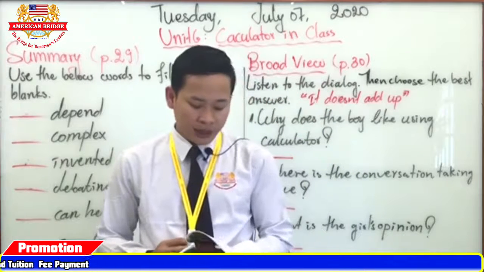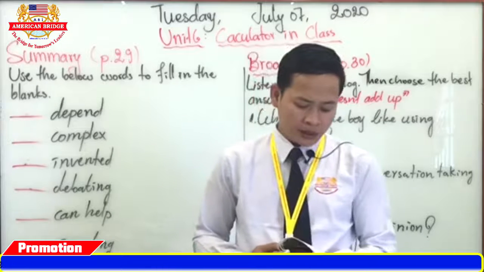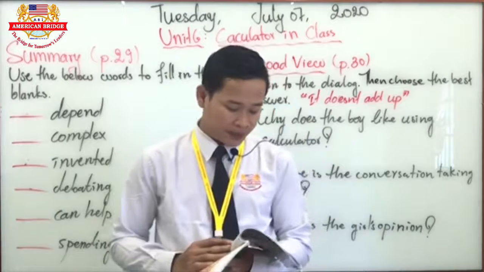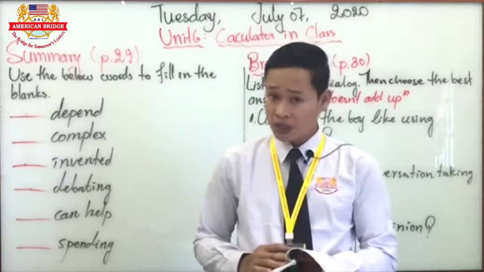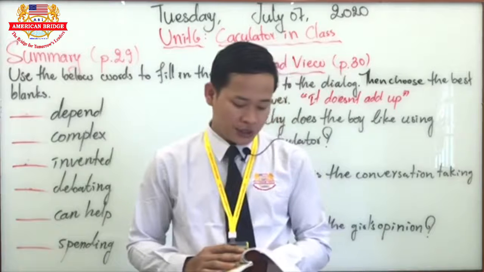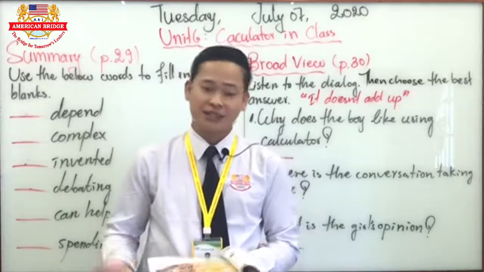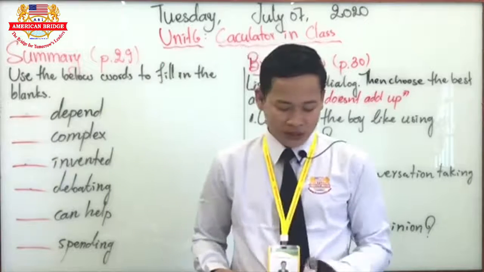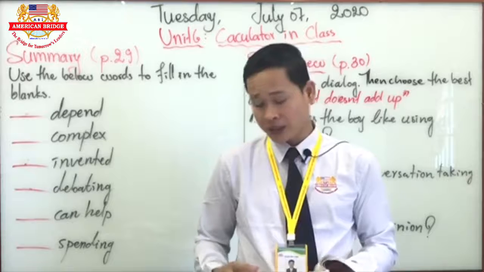What is the girl's opinion, everyone? A, the boy should do math without a calculator. B, math is too difficult without a calculator. C, she needs a new cell phone. Why would she need a new cell phone, everyone? So what is the answer, everyone? The right answer is A, the boy should do math without a calculator.